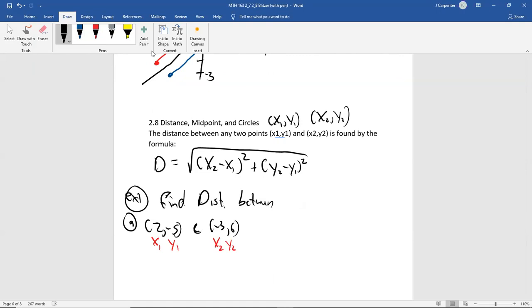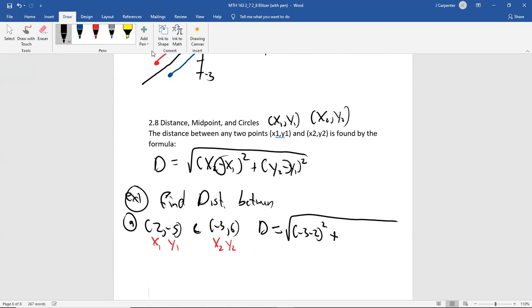So your distance formula would be the big old square root of, I'm going to go in the order I see just for consistency, but again, there are a lot of different orders you can write these things and still get the right answer. x2 minus x1 is negative 3 minus 2. Watch your signs, squared.